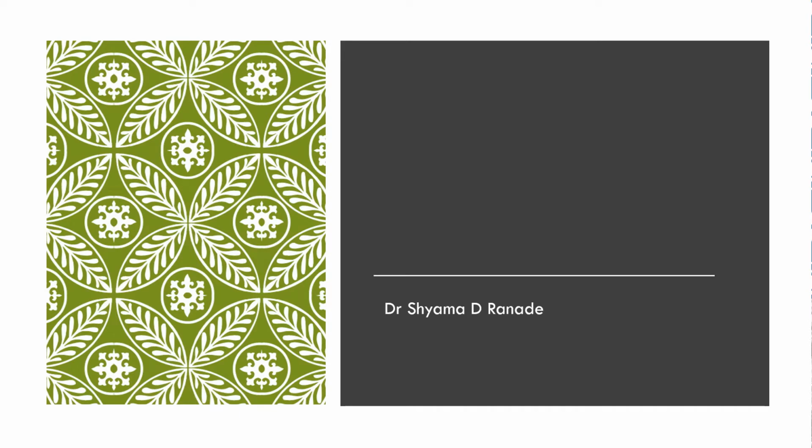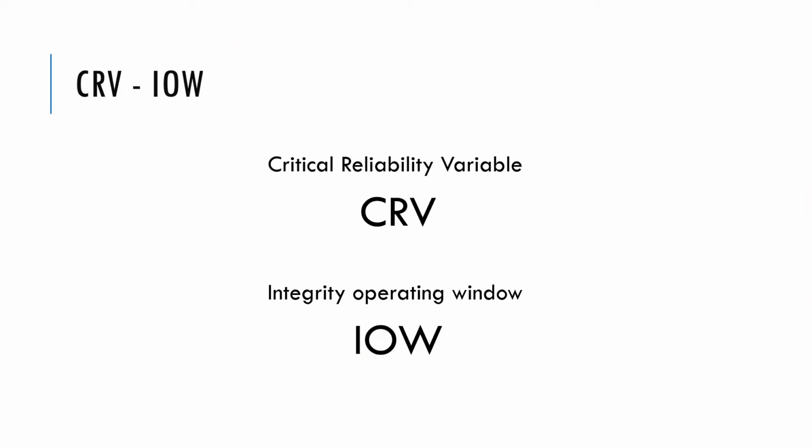In this video, I will talk about the concepts of CRV and IOW. Let's look at the full forms. CRV is short for Critical Reliability Variable and IOW is Integrity Operating Windows. So let's start with CRV with a very simple day-to-day example.